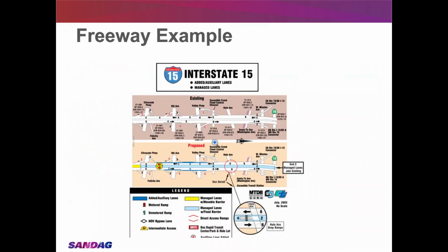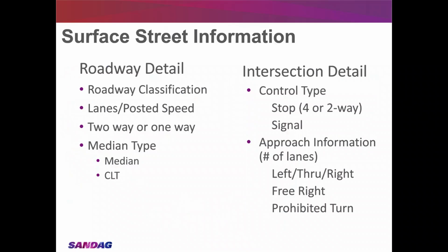So here's an example of a good freeway project diagram, which clearly shows the existing and proposed configurations with the number of lanes clearly labeled. This is a good example of a diagram.